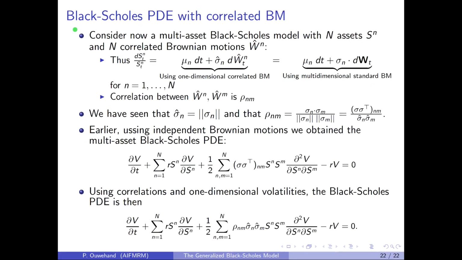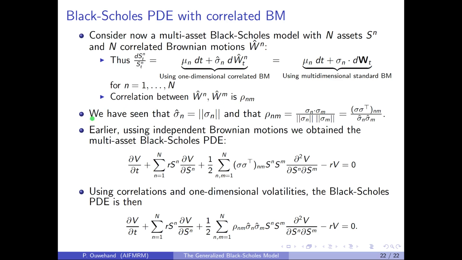Let's end now by considering the Black-Scholes PDE with correlated Brownian motions. We have a multi-asset Black-Scholes type model with capital N many assets, Sn, and an equal number of correlated Brownian motions, W hat n. So in decoupled form, we assume that the dynamics of the underlying assets are given as follows, where we have a volatility number, sigma hat n, and a one-dimensional Brownian motion. And in standard form, using a multi-dimensional standard Brownian motion, the dynamics look as follows. The correlation between W hat n and W hat m is defined to be rho nm.